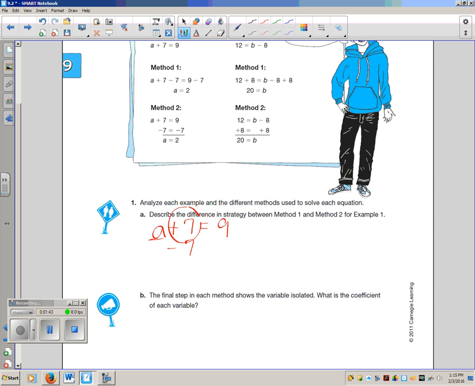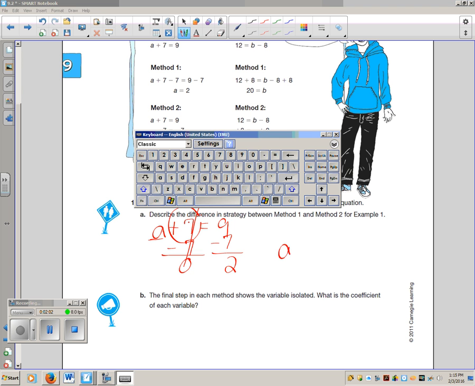Whatever you write on the left-hand side of your equation, you have to do the same on the right. It keeps it balanced. Plus 7 minus 7 is 0. These are opposites, so we can cross it out. Over on the right-hand side, we have 9 minus 7 is 2. So you would write a equals 2.